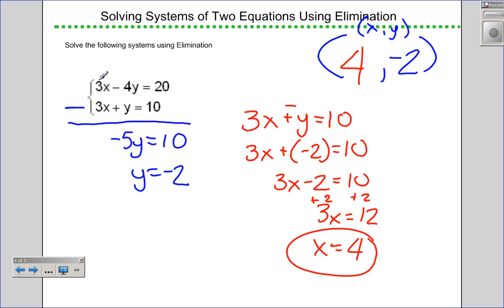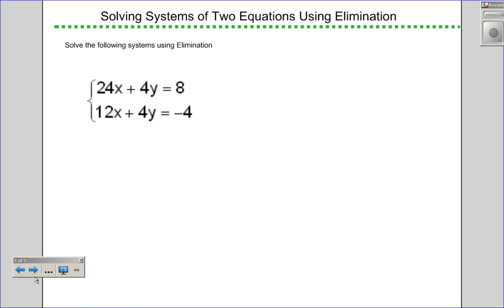And if I plug it in, I would get 3 times 4 is 12 minus a -8, and I can add that, so 12 plus 8 is 20. That verifies. 12 minus 2 is 10. It checks out in both equations. Okay, let's look at our next one here.